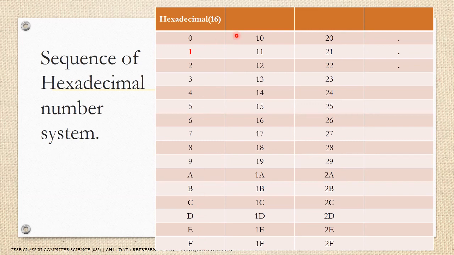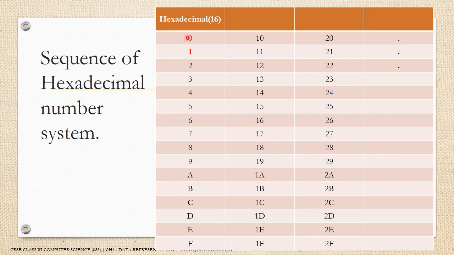So 1 and 0 is 10, 1 and 1 is 11, 1 and 2 is 12. It goes on like that till 19. After 19, 1 and A is 1A, 1 and B is 1B, 1 and C is 1C. It goes on like that till 1F. After 1F, the third number from this hexadecimal system will be taken and it will be combined with all these 16 digits of the hexadecimal number system.